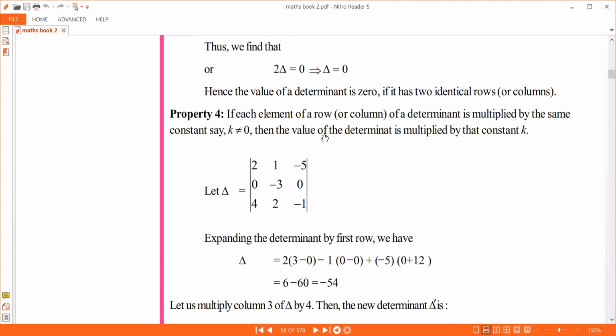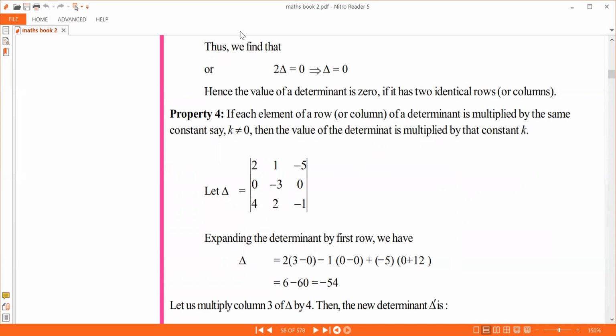So if each element of a row or column of a determinant is multiplied by the same constant k not equal to 0, then the value of the determinant is multiplied by that constant k. So it is a little bit confusing. I'll let you know what it is. See this, it's a simple funda only.